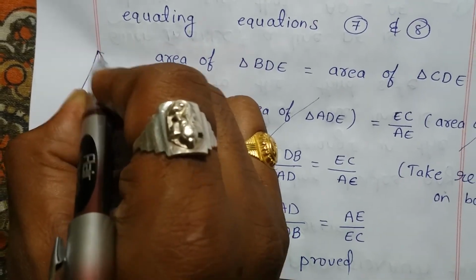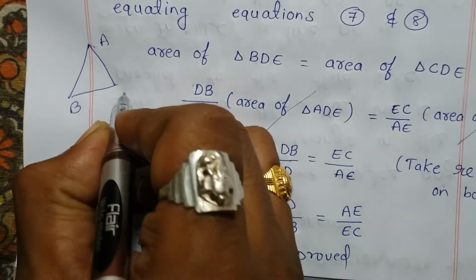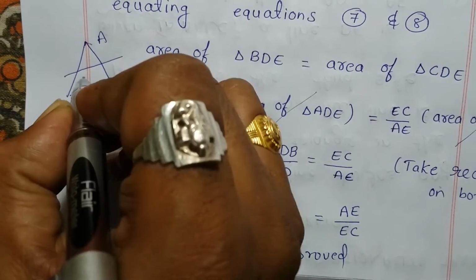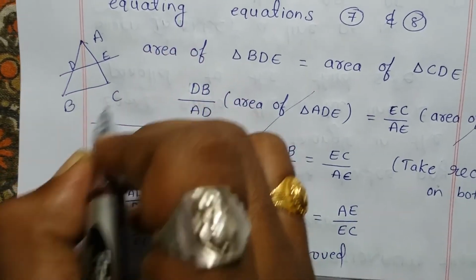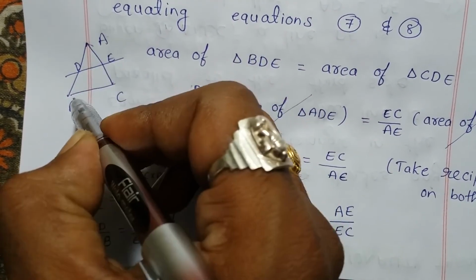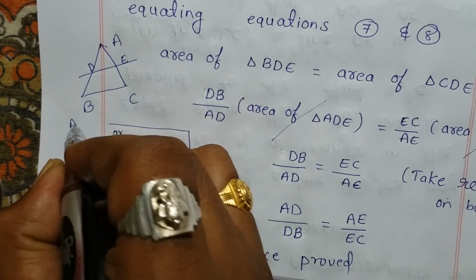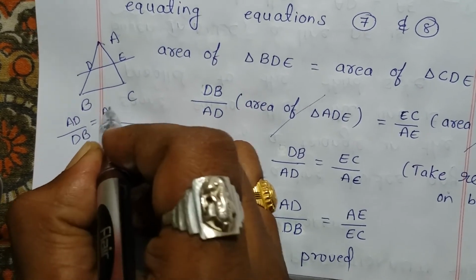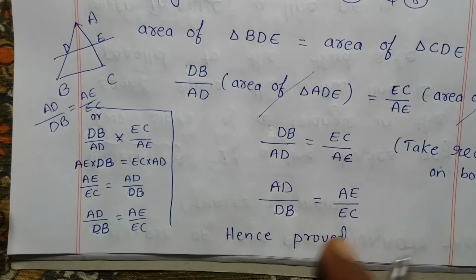Just I will explain here. ABC is a triangle in which if you draw a line parallel to any one side of a triangle, that is DE is a line which is parallel to BC, and we have to show that this line DE divides the other two sides, that is AB and AC, in the same ratio, that is AD by DB is equal to AE by EC. So that is only we proved here.